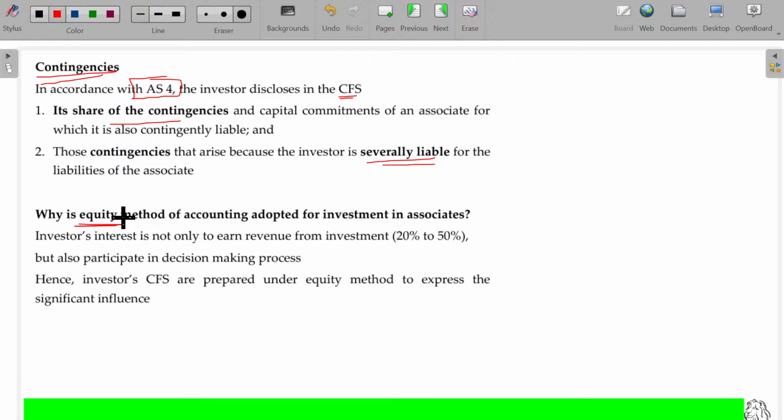this one, 20 to 50% associate, I need to influence the decisions also. So, not only to earn revenue from the investment, I need to participate in the decision making process. That's why, while consolidated CFS are prepared, the equity method is also followed if there is significant influence. Understand the logic of following the equity method.